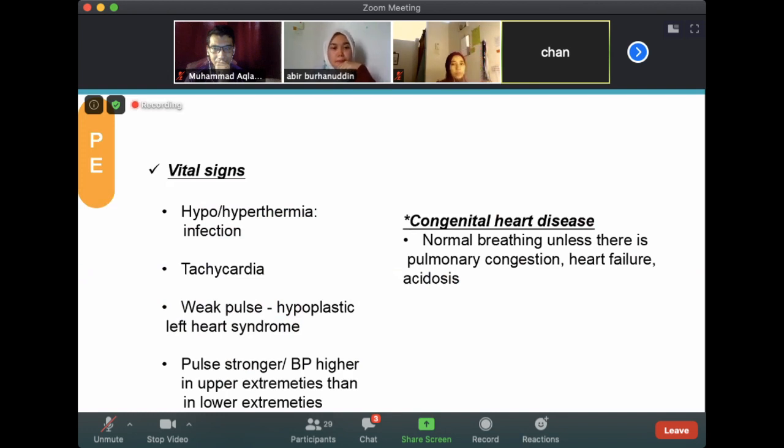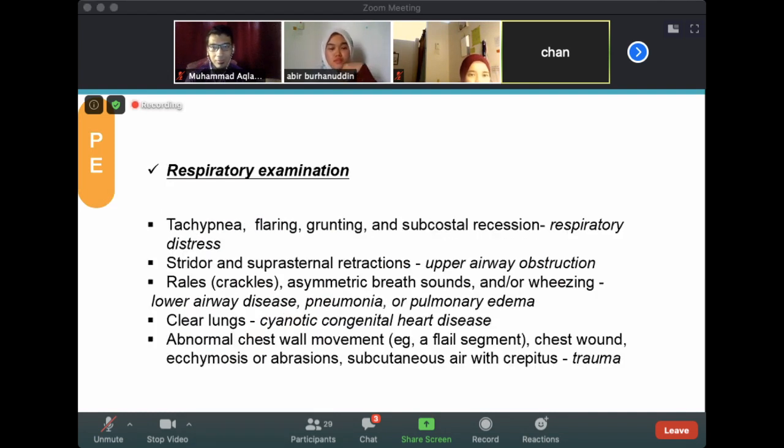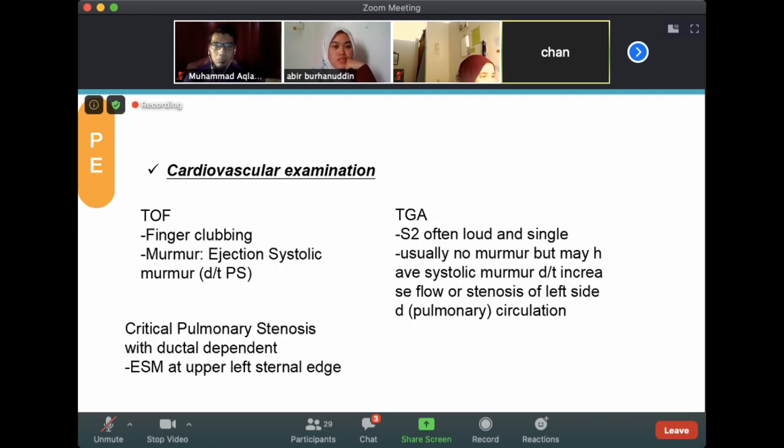Hypothermia. Okay, next. So once again, most of your symptoms will most of the time be found in your respiratory examination. But it doesn't actually differentiate whether it's a respiratory cause or a cardiac cause until you complete your examination to include the cardiac examination. Next.